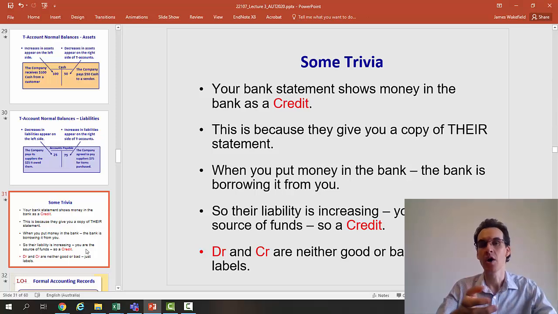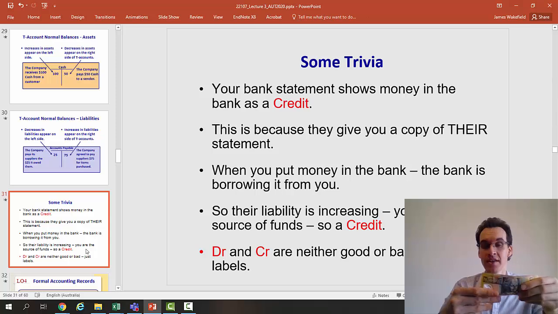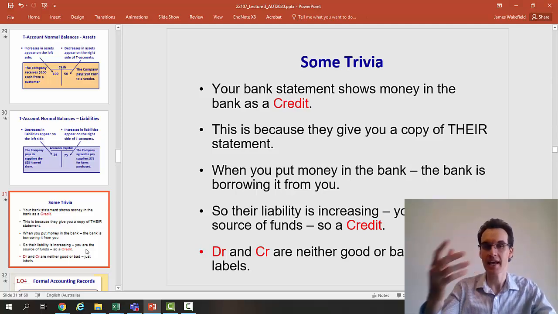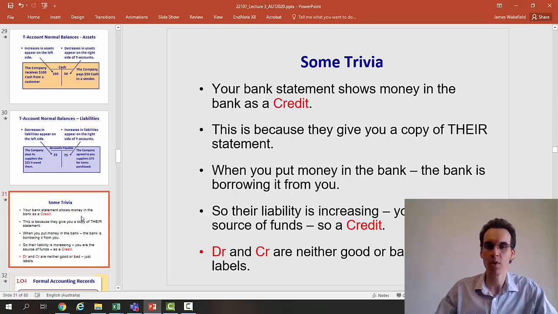Now, when you go to the bank and you take $50 out of the account, then the bank obviously pays you that $50 and they no longer owe that to you. So they are reducing their liability. And as we saw with the T account in the previous slide, if we reduce a liability, we debit that account. So that's why when you take money out of your account, the bank is showing it as a debit.